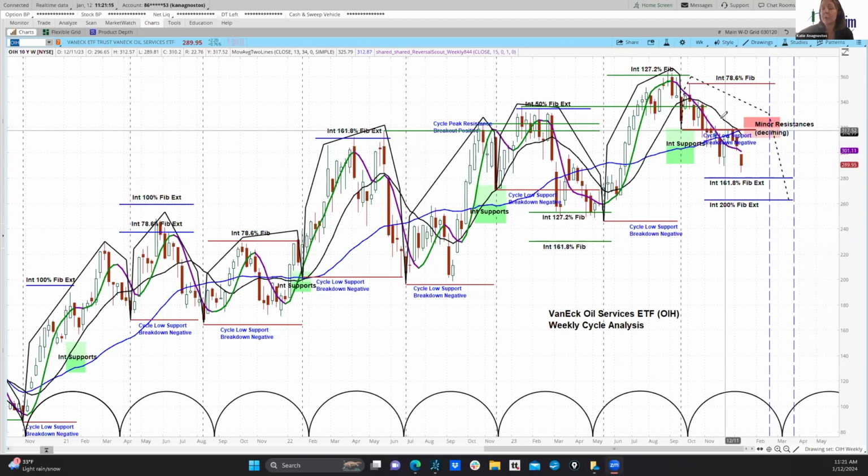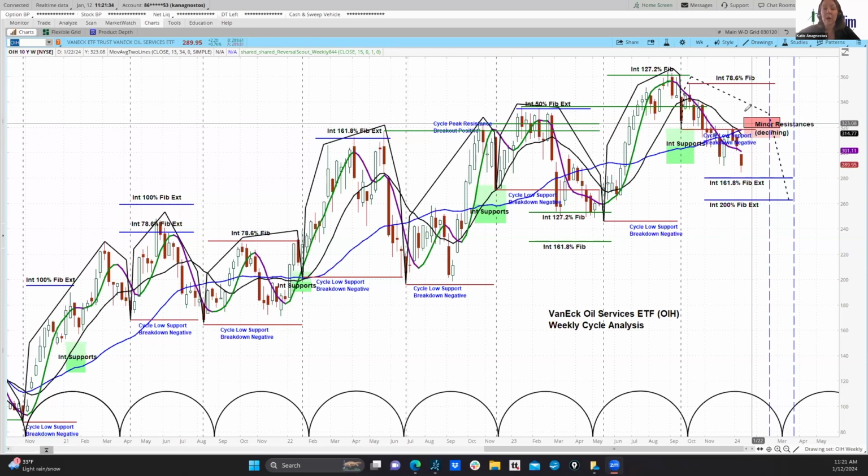Now, because we do still have some time to go before we would expect this cycle to end, the probabilities favor that bounces in here would fail. So for that reason, we have created this minor resistance zone. And if OIH were able to get up into that area, we would watch for a failure.